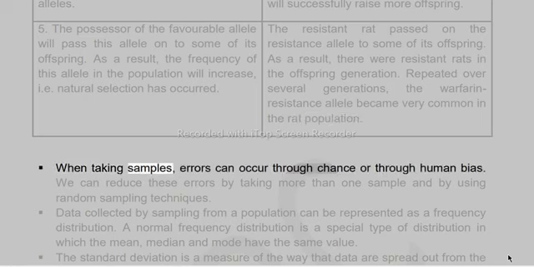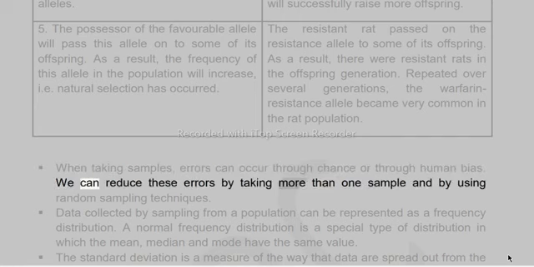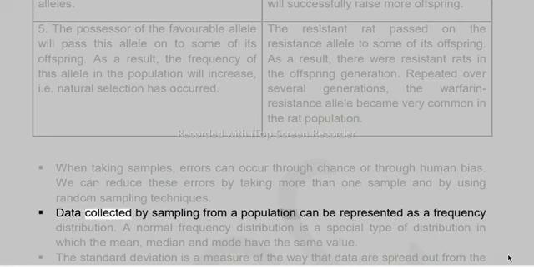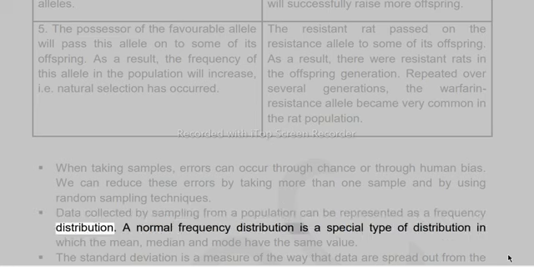When taking samples, errors can occur through chance or through human bias. We can reduce these errors by taking more than one sample and by using random sampling techniques. Data collected by sampling from a population can be represented as a frequency distribution.